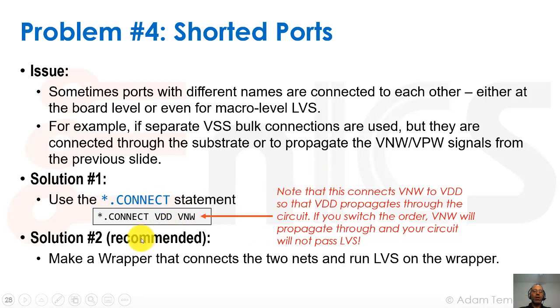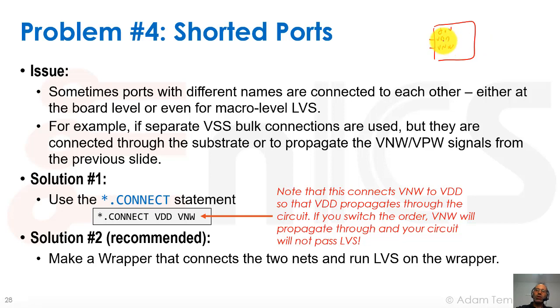A better way, the recommended way, is to make a wrapper that connects the two nets and run LVS on the wrapper. So in other words, we have our design that was spit out of Verilog. It's called my design, let's call it D.V. Okay, and it has a pin here for VDD and a pin here for VNW.